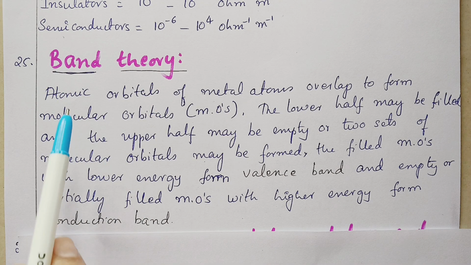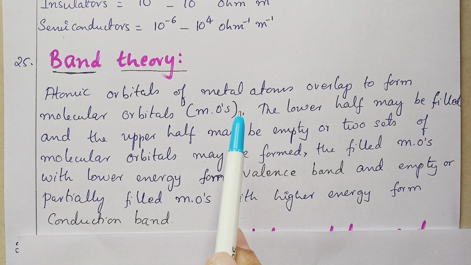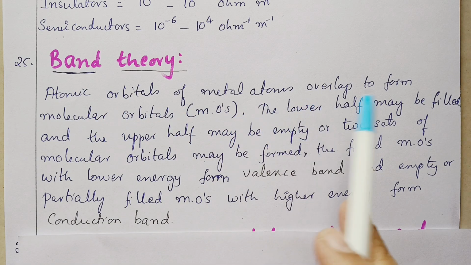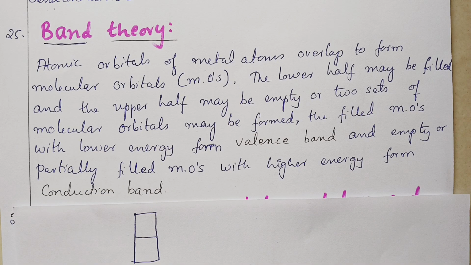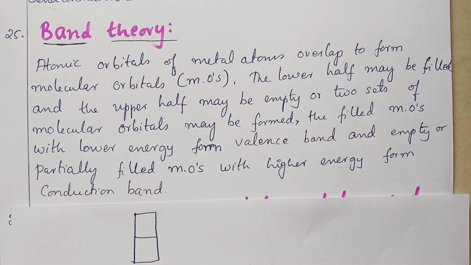In case of a metal, the atomic orbitals of the metal atoms are so close in energy that they overlap to form a large number of molecular orbitals very close in energy. It can be shown something like this. Here, the lower half may be filled with electrons and the upper half may be empty. Or we can say two sets of molecular orbitals are formed. The filled molecular orbitals with lower energy form the valence band. So this is the valence band, and the empty or partially filled molecular orbitals with higher energy form the conduction band. So this is the conduction band.